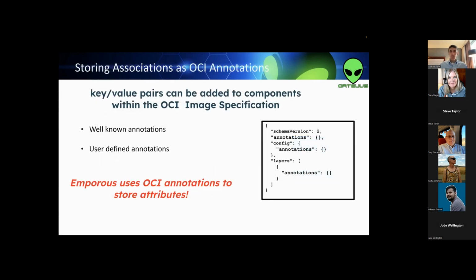Now, the cool thing about that is that by storing resources in a consistent and universal format, we can then add some metadata to it. And OCI enables us to do so by adding annotations, both at the manifest level, at each individual layer, as well as at the config level. And they are a combination of both well-known annotations and user-defined annotations. Now, Emporous uses OCI annotations to store those attributes that I mentioned earlier.